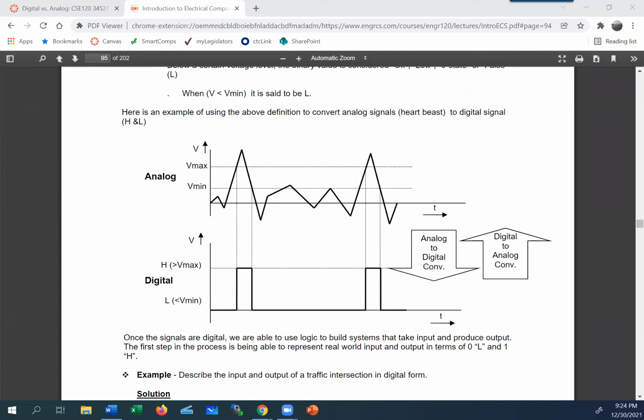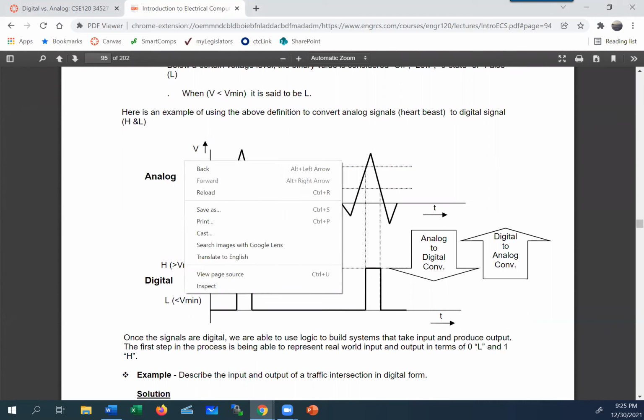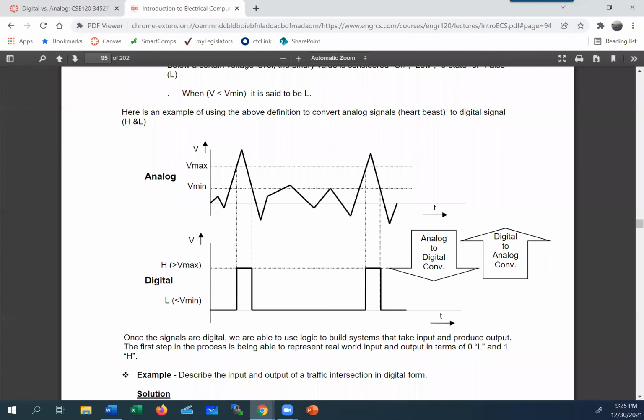So for a regular system, our limits are as follows. Vmax is usually set around 3.7 or 3.5, somewhere in that range, and Vmin is typically set around 0.7, 0.8, 0.9. Anything below is called 0, and anything above is called 1.